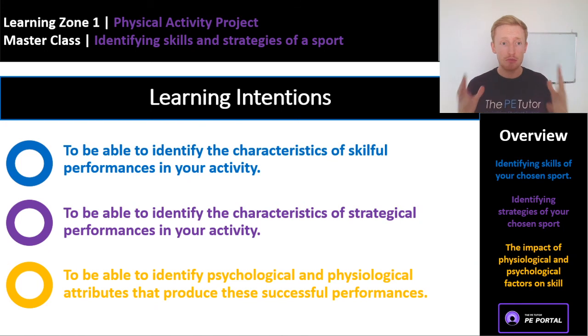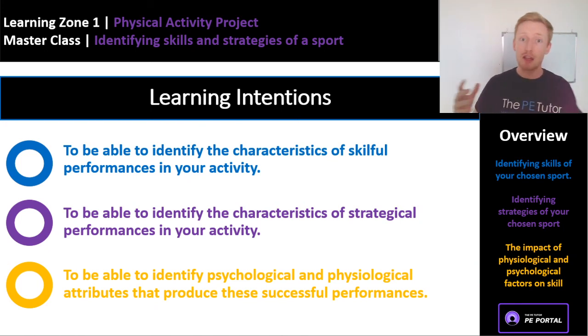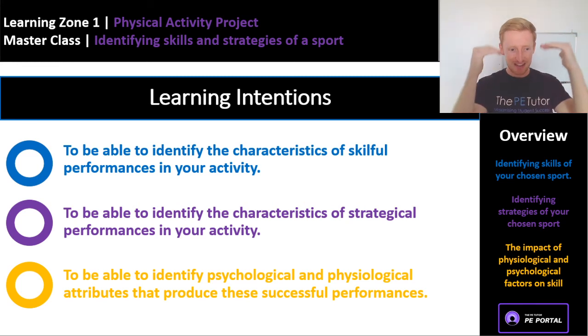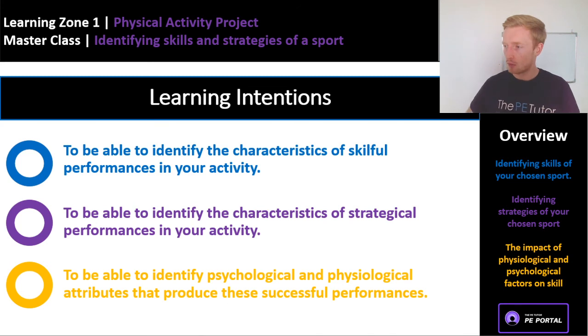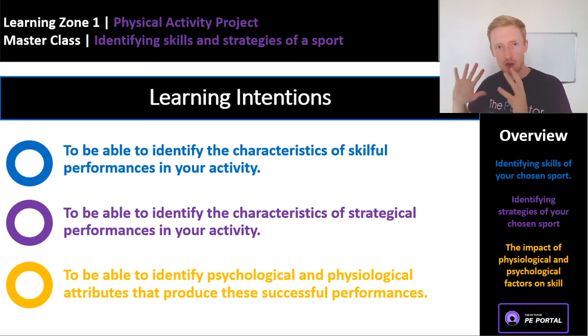Which brings us to the end. So I hope now you are able to identify the characteristics of a skill performance in your activity. The same for strategy. So you can identify skills and strategies. And lastly, you should now be able to identify the psychological and physiological attributes which you can use to inform your grading. So you can now analyze your own performance, your skills and your strategies, and pass comment on, was it good, was it bad, was it average, what did it look like? And then you've got an informed decision to then go off and build your performance goals from.